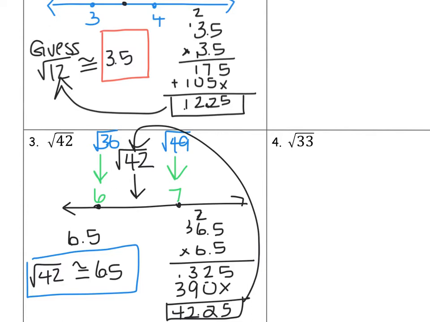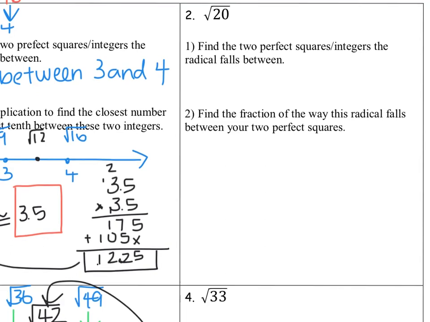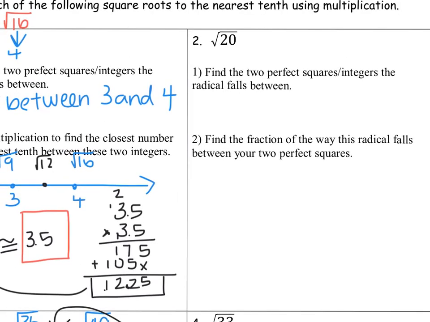Okay, now let's take a look at example 2. Example 2 is the square root of 20, and we know 20 is not on our list of perfect squares. So we want to estimate the square root of 20 to the nearest tenth. So we need to find the two perfect squares that the radical falls between. And by the radical we mean just the square root of 20.